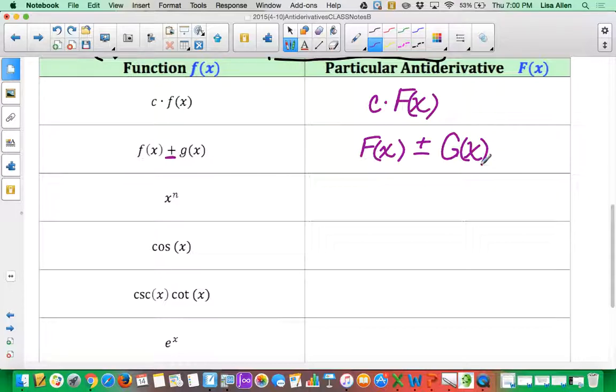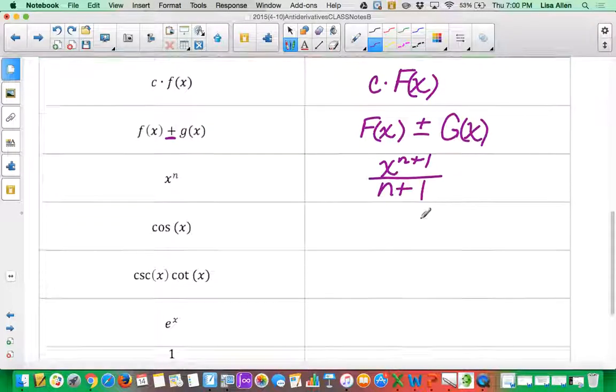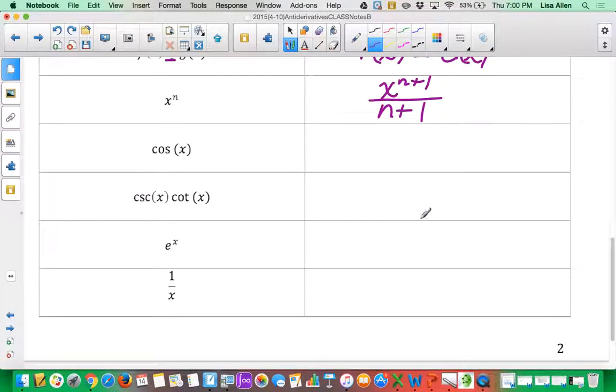So then if I have x to the n power in the next one, then I've got x to the n plus 1 over n plus 1. Now I'm leaving the plus c out here. I'm just doing a particular antiderivative. And if I find the antiderivative of cosine, I have sine. Remember, if you do your think cycle with the sines and the cosines, the derivative of sine would take you back to the function cosine.